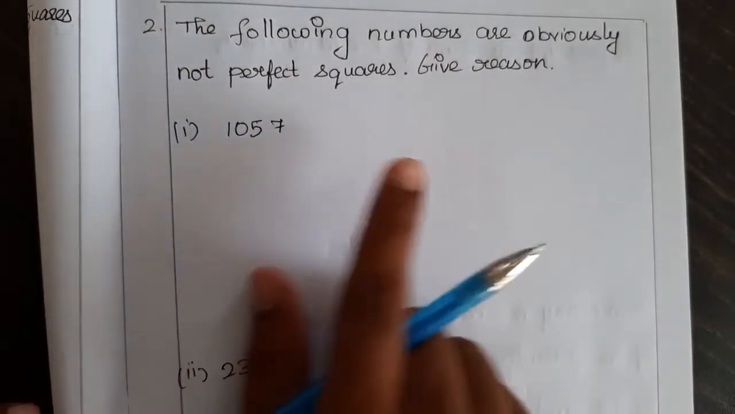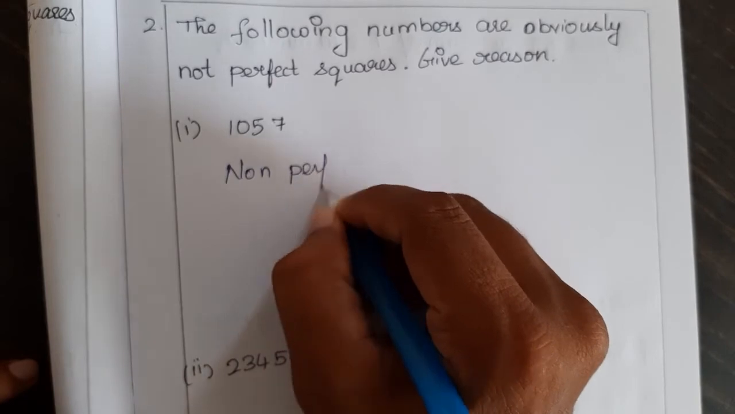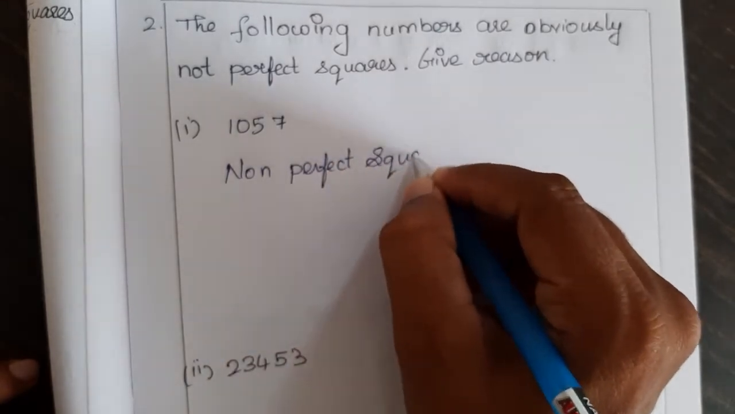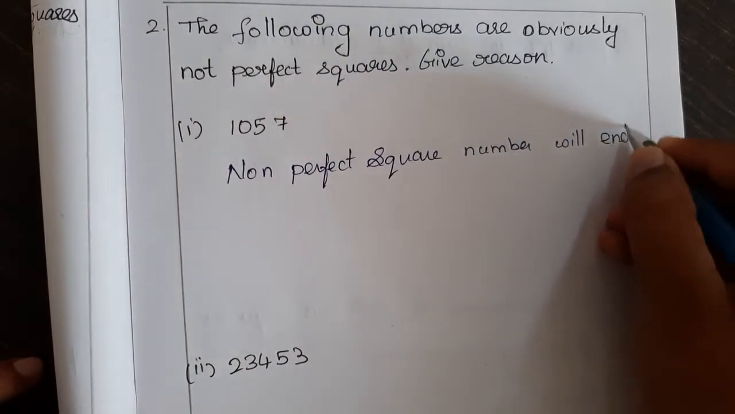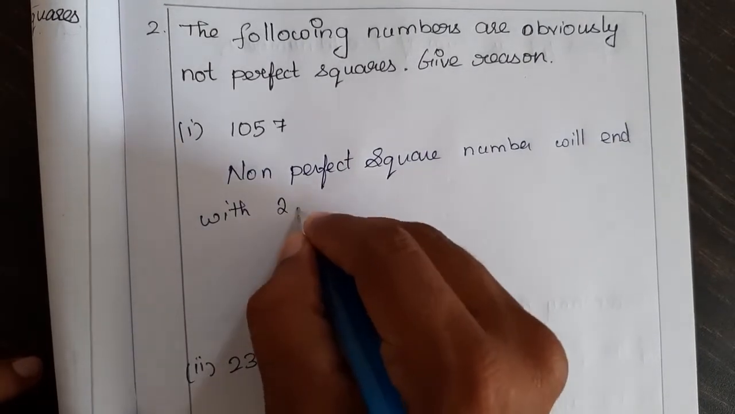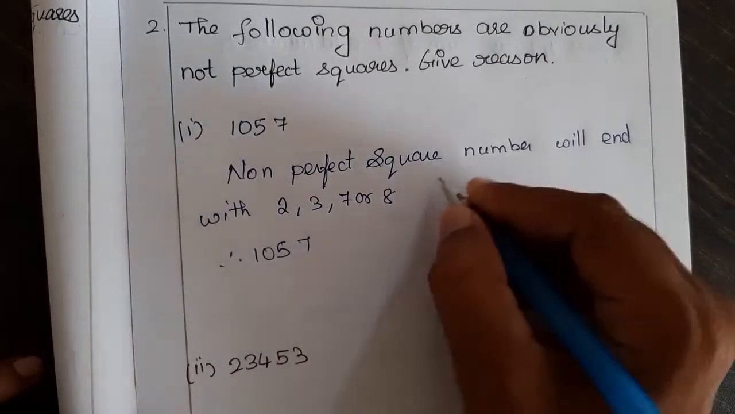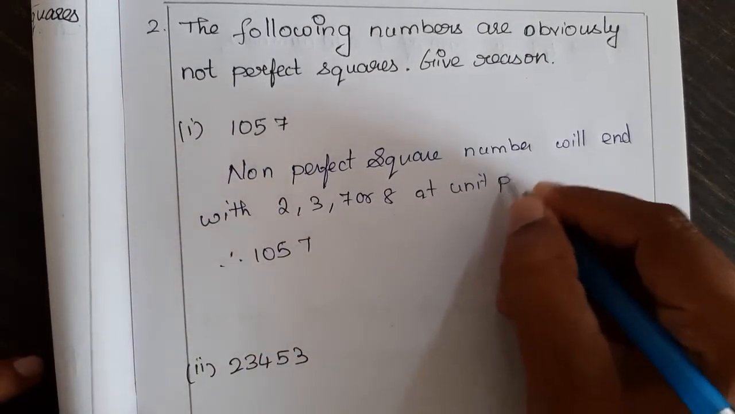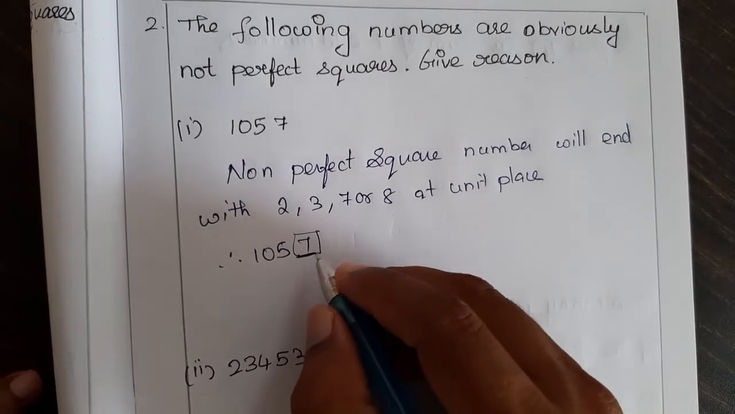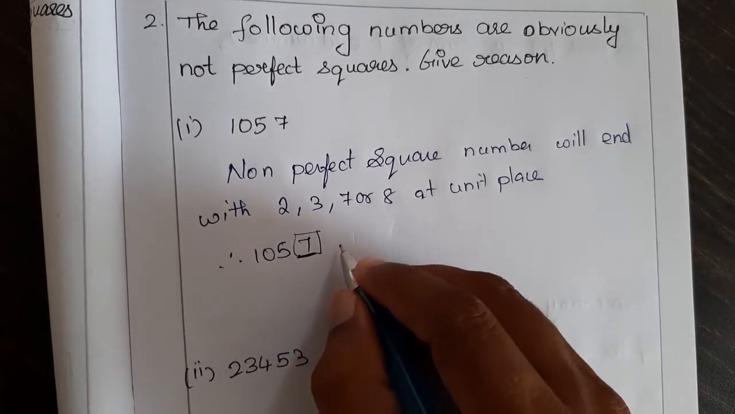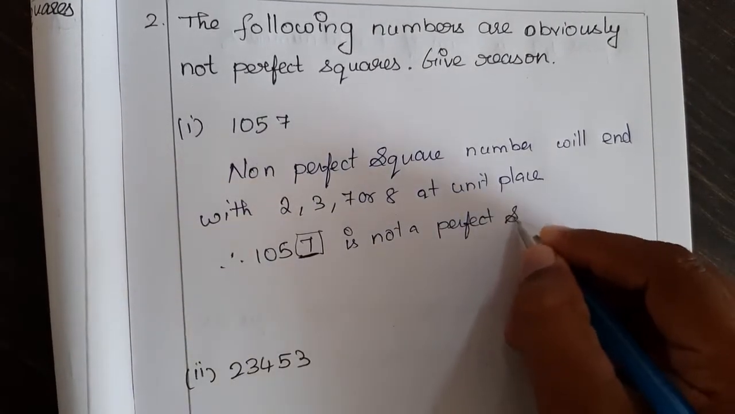So it is given that it is not a perfect square. They are asking the reason. The reason is a non-perfect square number will end with 2, 3, 7 or 8, right? Therefore, 1057, at the unit place. That's very important, at the unit place. So in the unit place 7 is there. So therefore 1057 is not a perfect square.